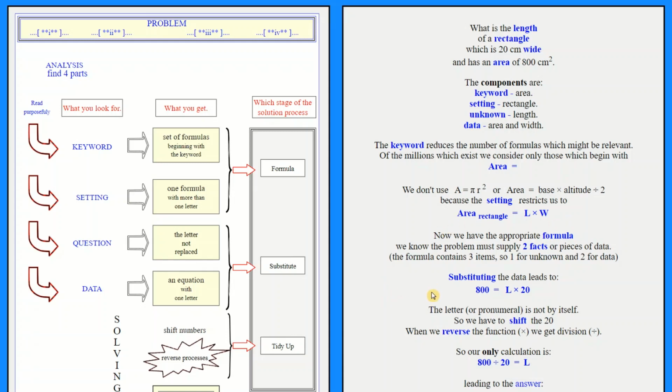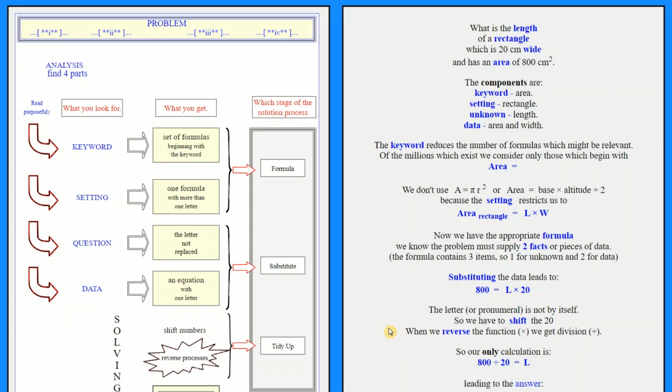So when we substitute the data, we replace area by 800, we replace width by 20, the missing component, the length, can be calculated. In this case, the L in our equation is not by itself. So we have to use our shift and reverse approach to isolate it.